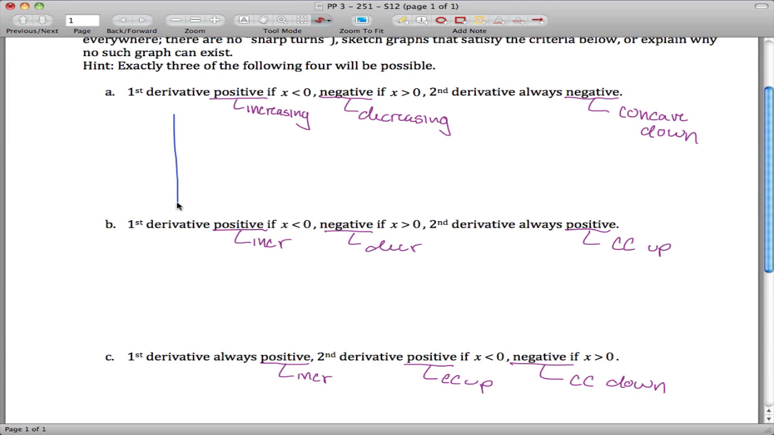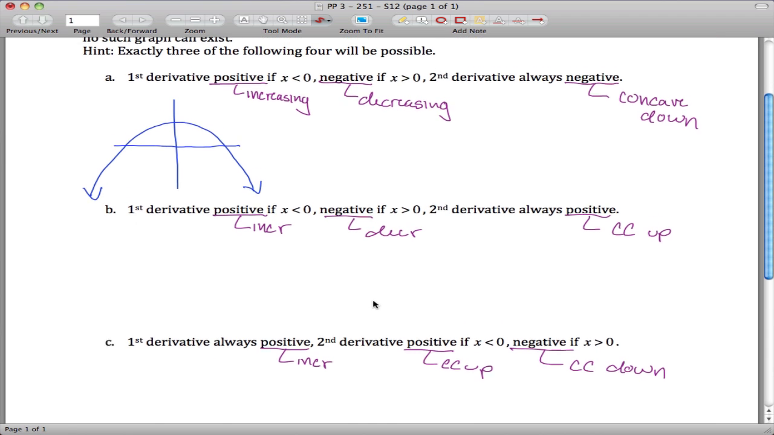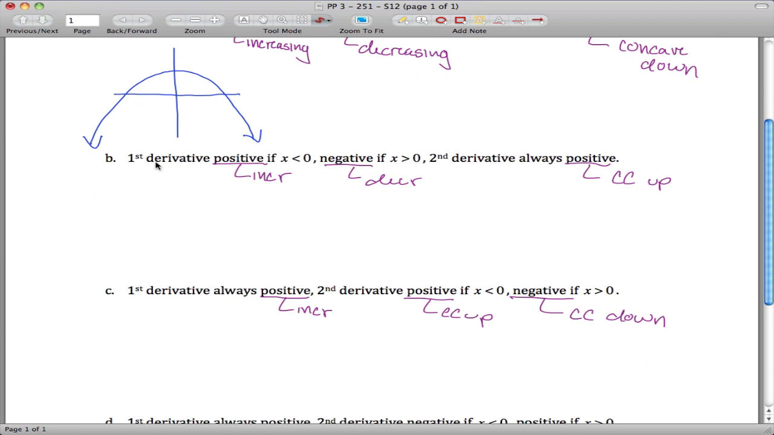See, in the first one, we want our first derivative to be positive if x is less than 0. So we're going up on this side of the graph. We're going down on this side of the graph. And it's always concave down. So what that means is that our function looks something like this. It's always concave down. It's going up when x is less than 0, and it's going down when x is greater than 0.